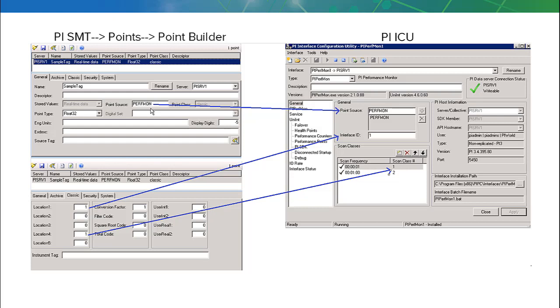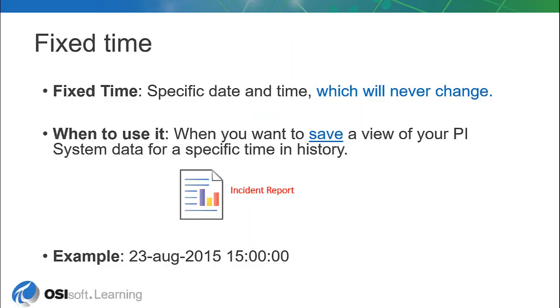Okay, so let's also get a quick refresher on PyTime. So in the PySystem, we have fixed time and relative time. Fixed time is a fixed date and time, which will never change. So when you build a report with a fixed time of 23rd of August, 2015 at 3 p.m., every time you open that report, the fixed time will never change.